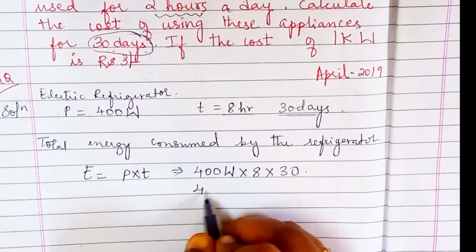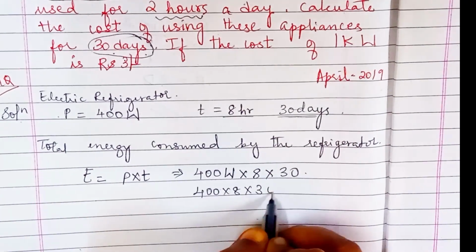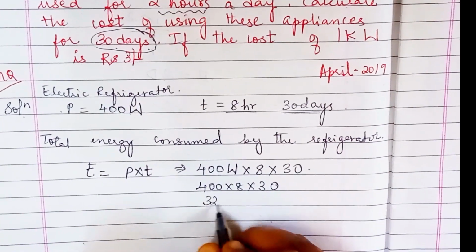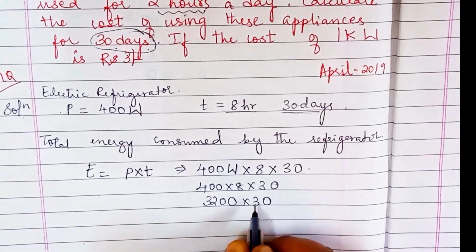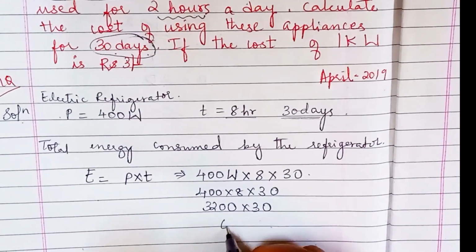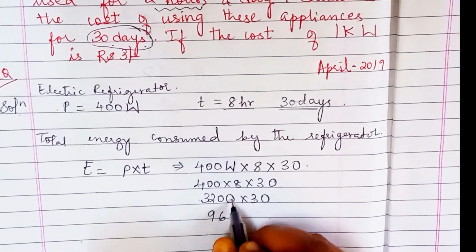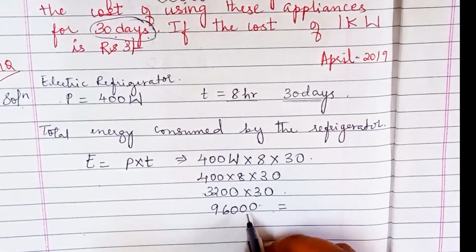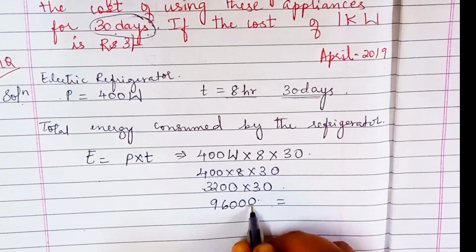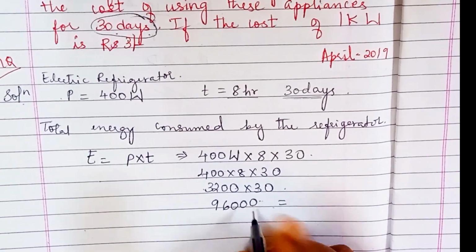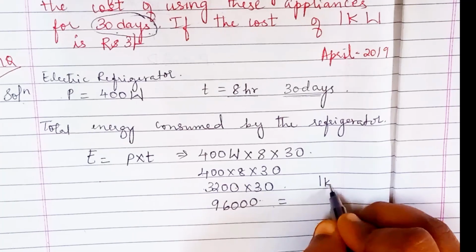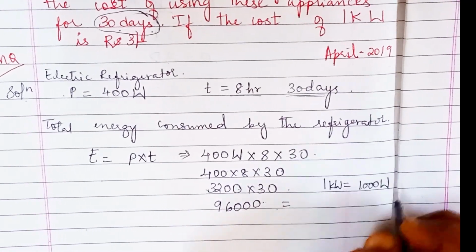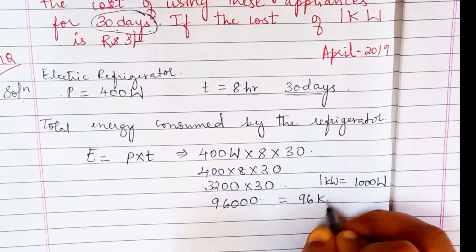So this will be how much? 400 into 8 into 30. So you can just multiply. So you will be getting what? 4 8s are how much? It is 32 into how much? It is 30. So now this will be how much? 3 2s are 6, and then 3 3s are 9, followed by how many zeros? 1, 2, 3. This is nothing but 1000. 1000 indicates that what? It is 1 kilo. So 1 kilowatt is equal to 1000 watt. So can I write it as 96 kilowatt?